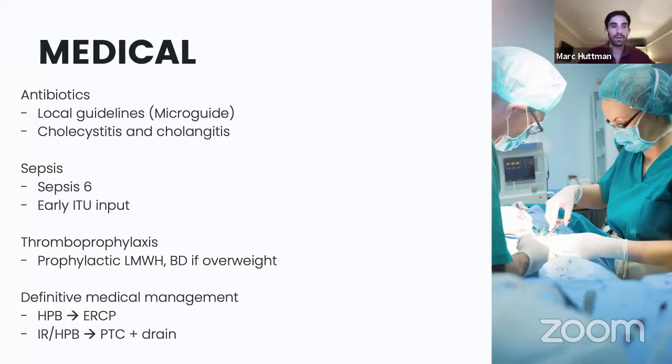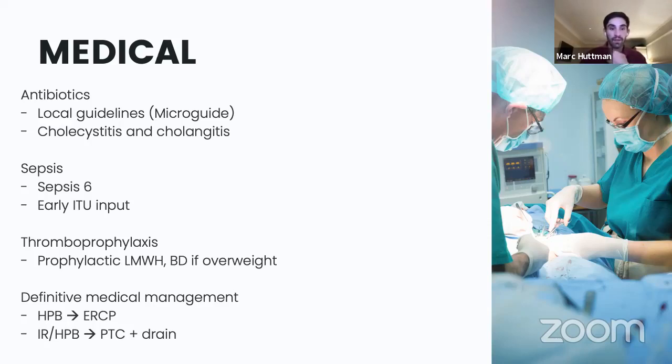So the medical things, for cholecystitis and cholangitis, you're giving antibiotics, and you can look at local guidelines because each one has slightly different advice. And sepsis 6, we won't go through it, but there's the give 3 and the take 3. And if they're very unwell, they're shocked and hypotensive, you need to get early intensive care input.